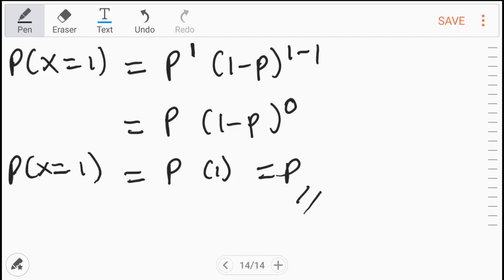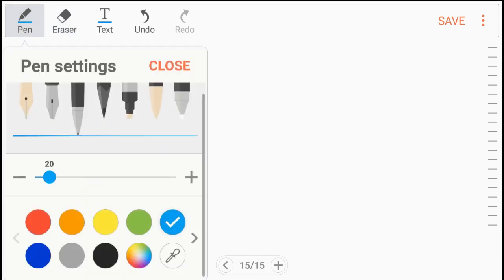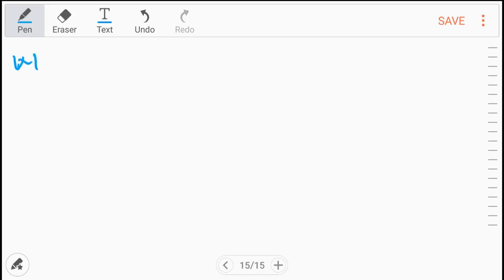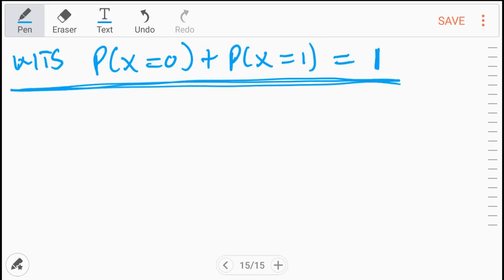All right, so we are going to add this to P of x is equal to 0. Have in mind that we want to show that P of x is equal to 0 plus P of x is equal to 1 will give us a final answer of 1. This is what we are after, so kindly take note of this.